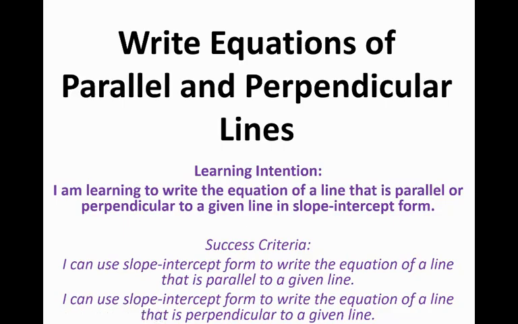Our learning intention today is I'm learning to write the equation of a line that is parallel or perpendicular to a given line in slope-intercept form. We have two success criteria. They are very similar, so I'm going to combine them as I read them to you. I can use slope-intercept form to write the equation of a line that is parallel to a given line, or the second one says that is perpendicular to a given line.